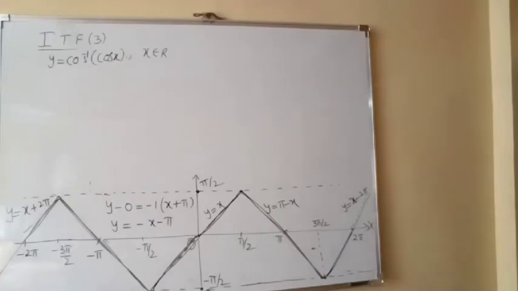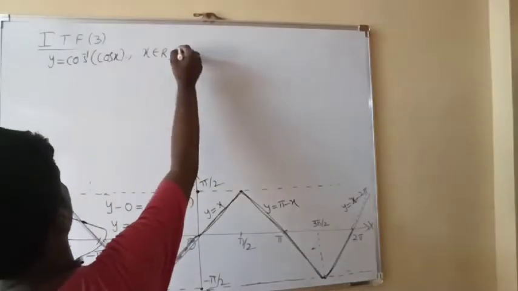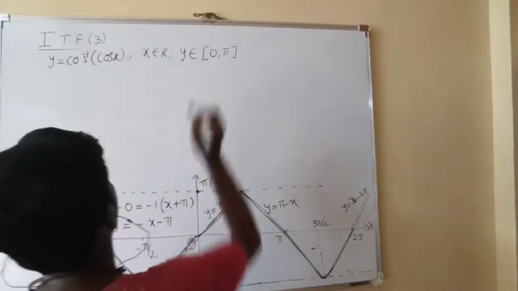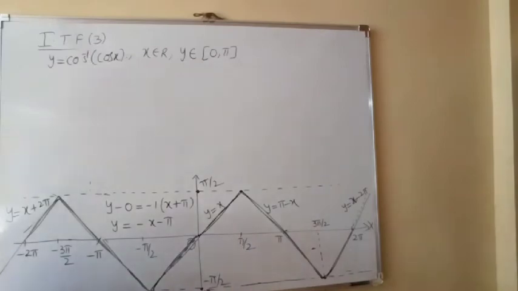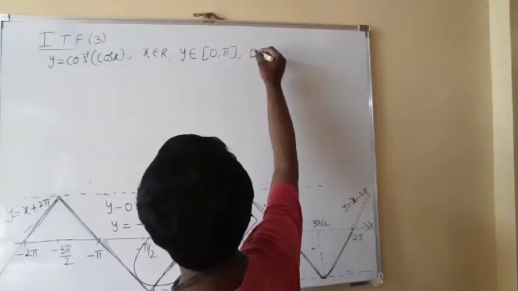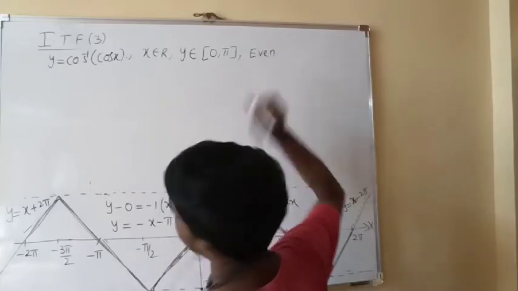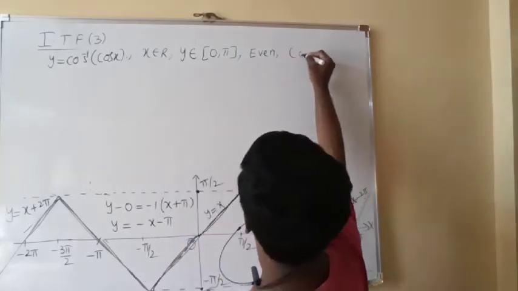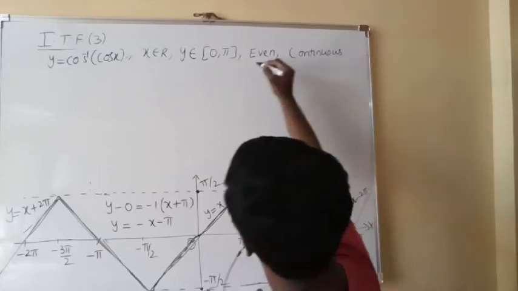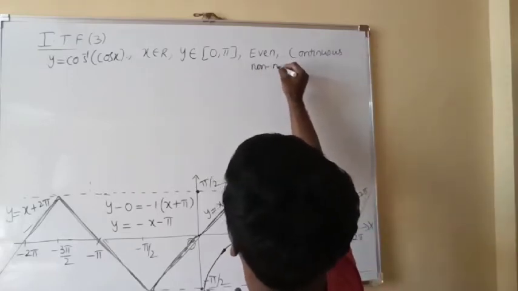But the range of this function, what is the range of this function? Closed interval 0 comma pi. Domain is all real numbers. Range is closed interval 0 comma pi. It is an even function, and it is a continuous function. It is also non-monotonic.